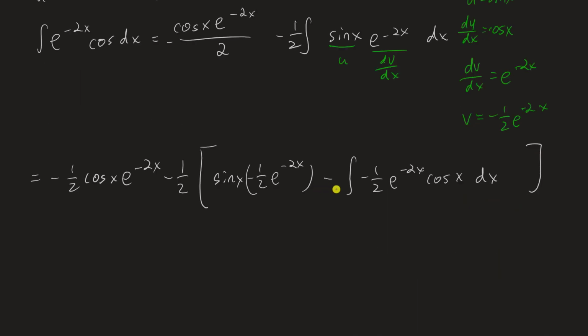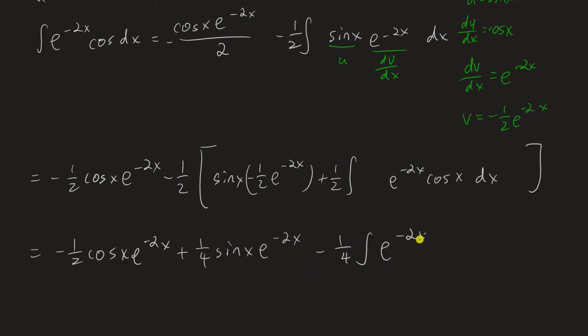I'm going to clean up some of the items here. Negative half and this will give us plus half. And if we were to expand this giant square bracket, it will give us negative half cos x e to the power negative 2x minus half of this times this will give us positive 1/4 sine x e negative 2x. Minus half times positive half gives us minus 1/4 integration of negative e 2x cos x dx.